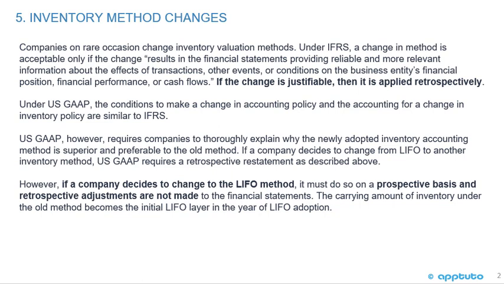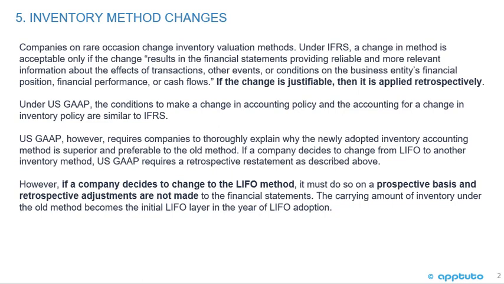Under IFRS, a change in method is acceptable only if the change results in the financial statements providing reliable and more relevant information about the effects of transactions, other events, or conditions on the business entity's financial position, financial performance, or cash flow. If the change is justifiable, then it's applied retrospectively, okay? Because that's a change in a method, it's not a change in an estimate. We have to go back and restate.